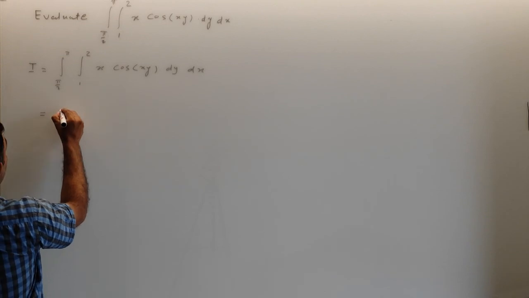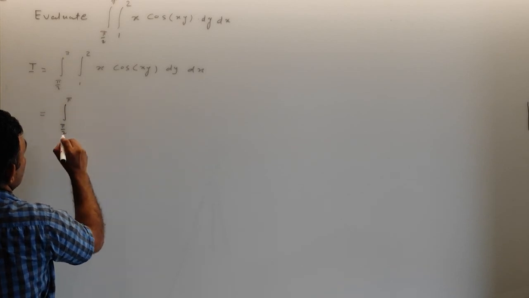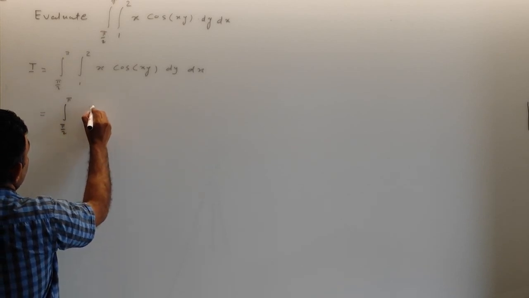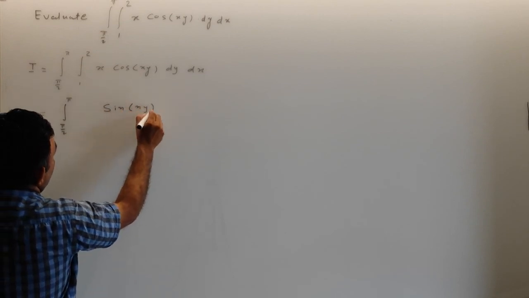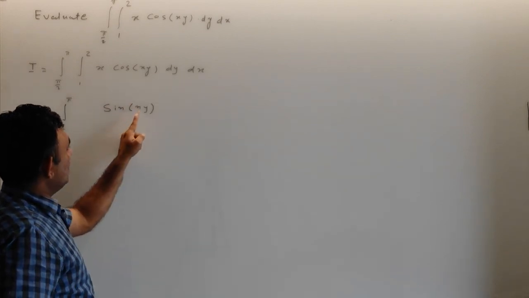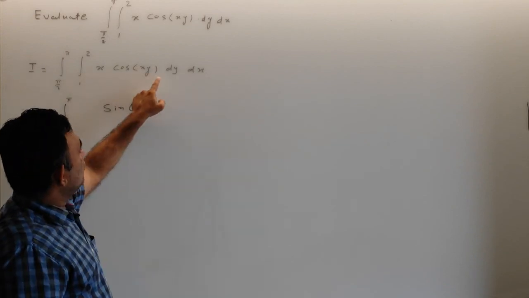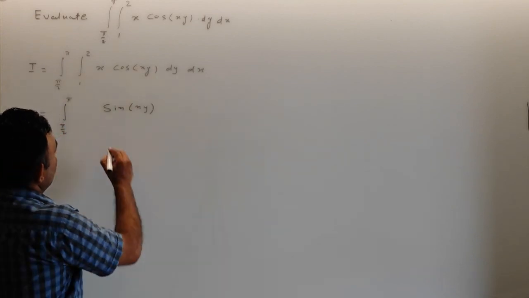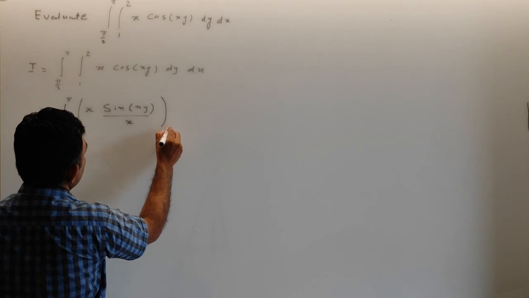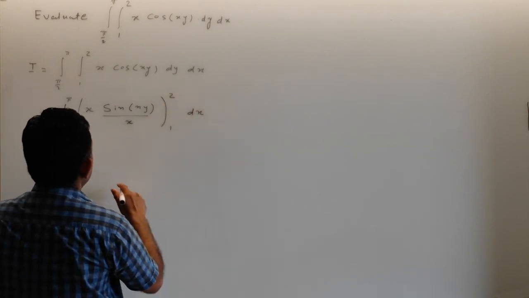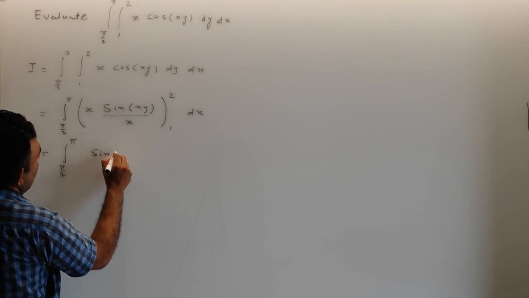So it is the integral from pi by 2 to pi. Now first with respect to y, x is constant, and y goes from 1 to 2. The integral of cos xy is sin xy divided by x, so we divide by x, and we already have x there, with limits from 1 to 2, into dx. So x will get cancelled, and we are left with the integral from pi by 2 to pi of sin xy.